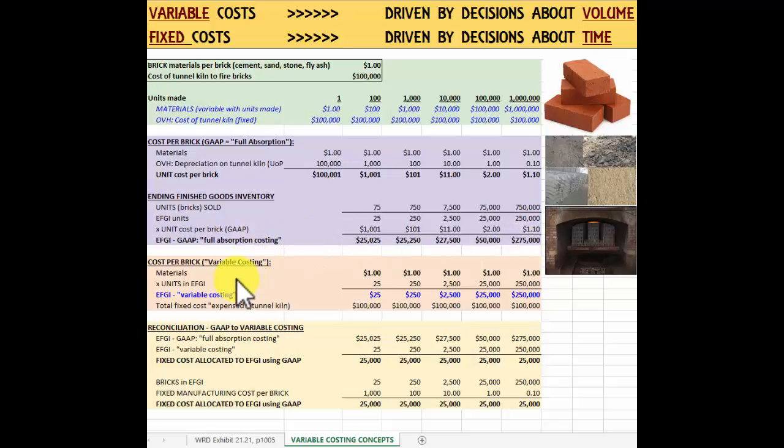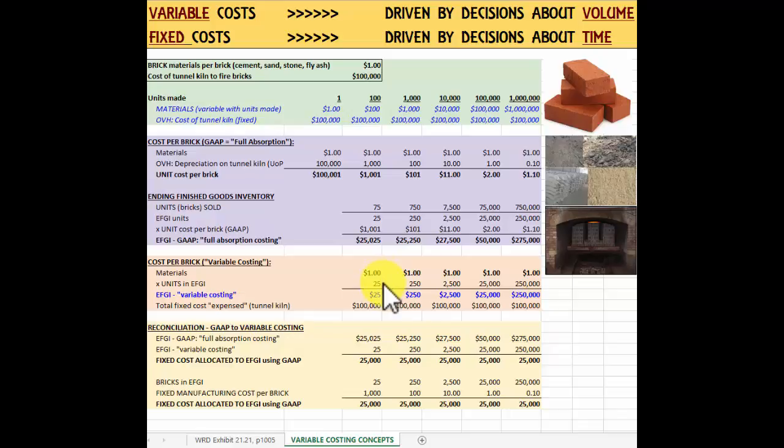So, let's enter variable costing. The key behind variable costing is that only the variable manufacturing costs are inventoried. In other words, fixed costs are always expensed in total in the year that they are incurred. So what variable costing does, it avoids unitizing fixed costs. By expensing all fixed costs in the period that they are incurred, and only inventorying the variable cost per unit, in this case just the materials, here's what happens to ending inventory.